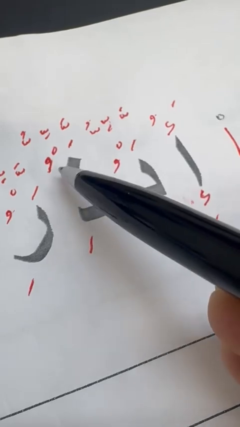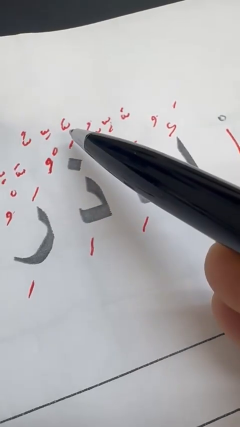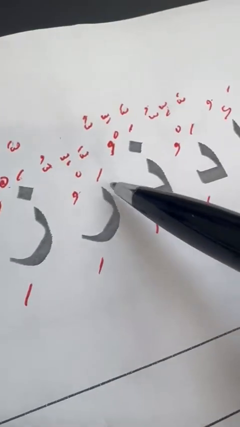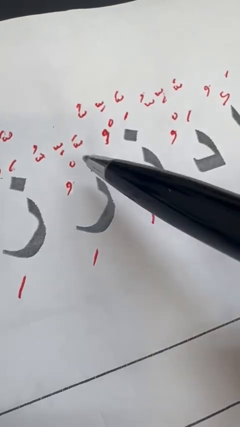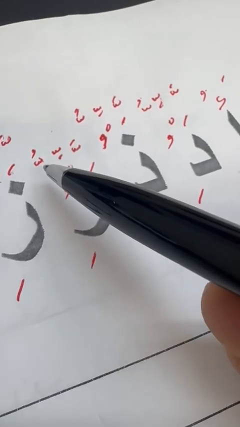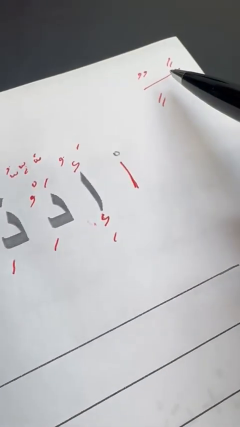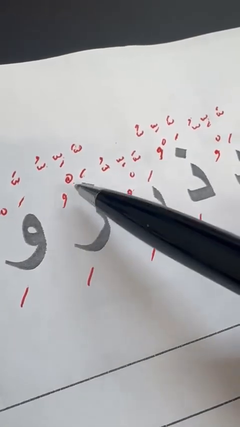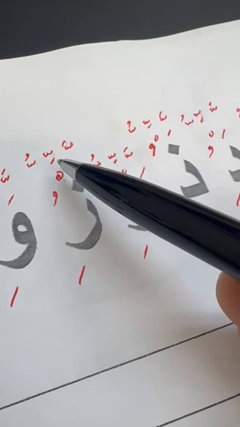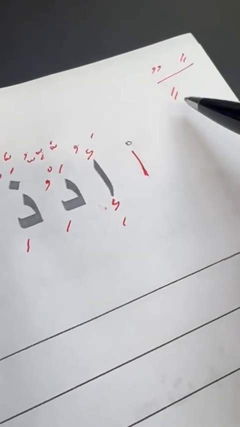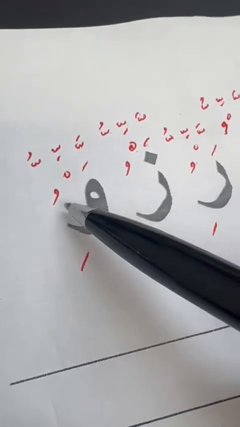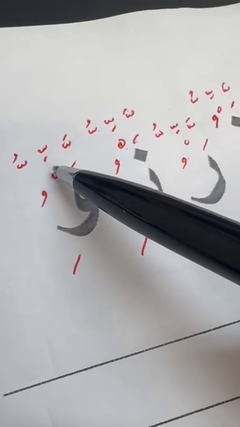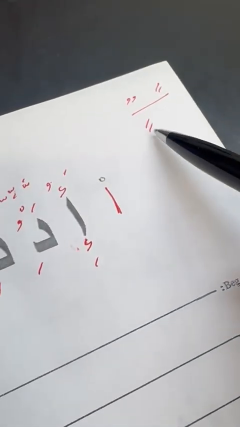The second one here, we have da, du, di, ad, adda, addu, addi, dan, dun, din. Then thal: tha, thu, thi, adh, adha, adhu, adhi, than, thun, thin. Ra, ru, ri, ar, arra, arru, arri, ran, run, rin. Za, zu, zi, az, azza, azzu, azzi, zan, zun, zin. Wa, wu, wi, aw, awwa, awwu, awwi, wan, wun, win.